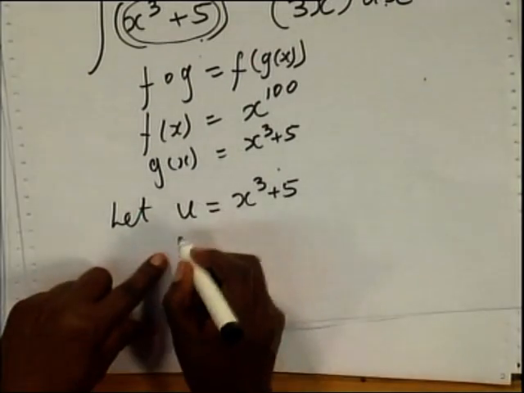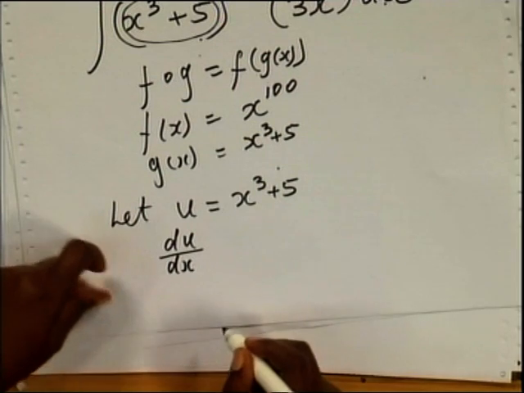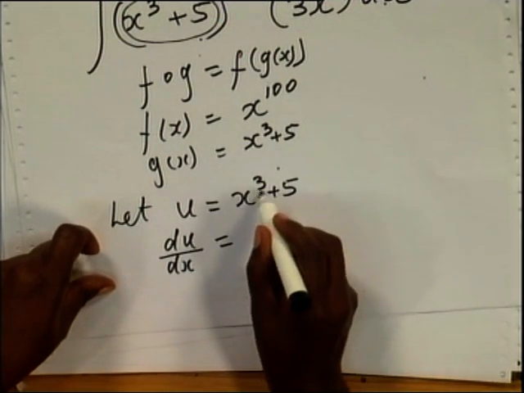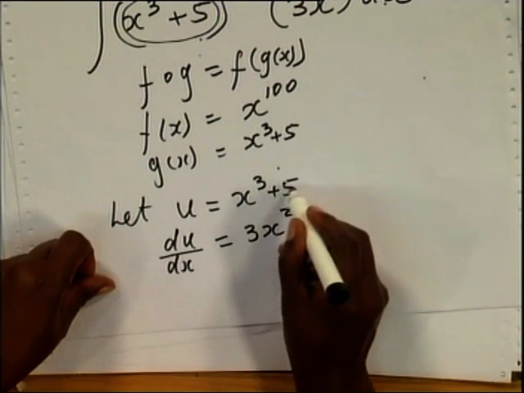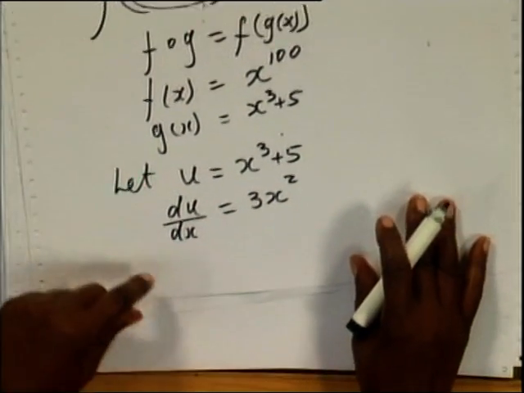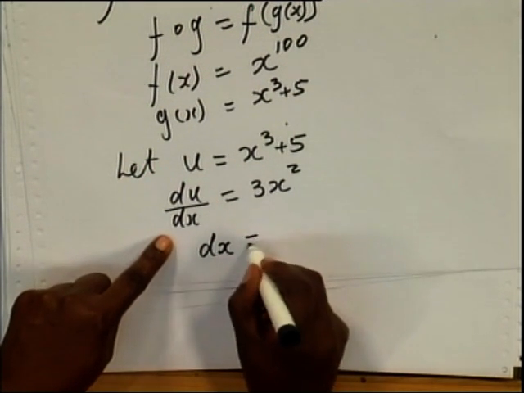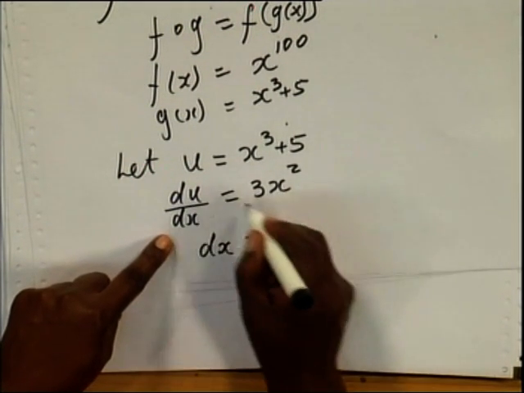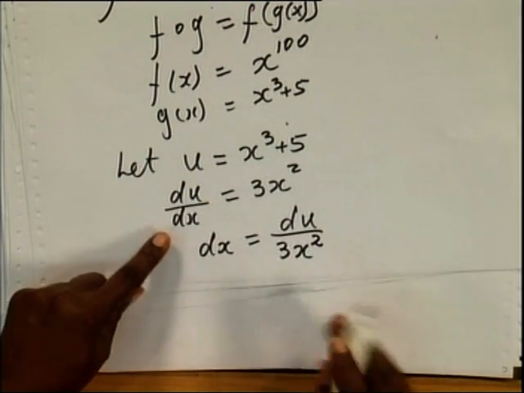Now, I'm going to take the derivative of u, du with respect to x, is equal to the derivative, power rule, is going to be 3x squared plus 0, dx. Now, make dx the subject of the formula. The dx, the subject of the formula here, is going to be, cross multiply, then I'm going to have du over 3x squared.